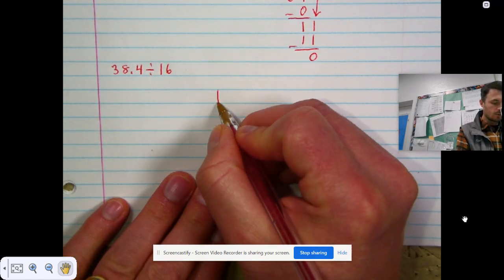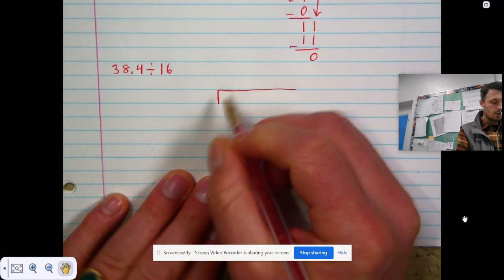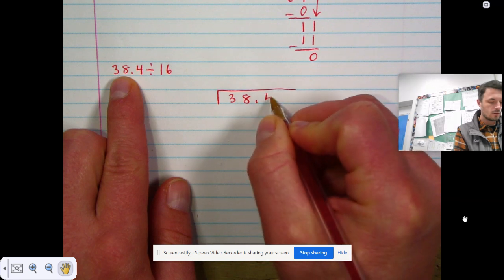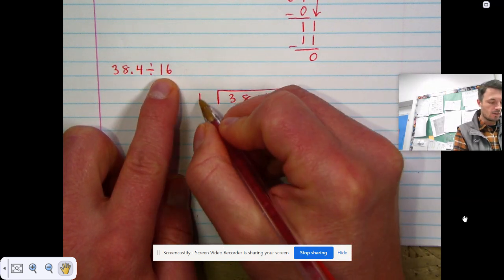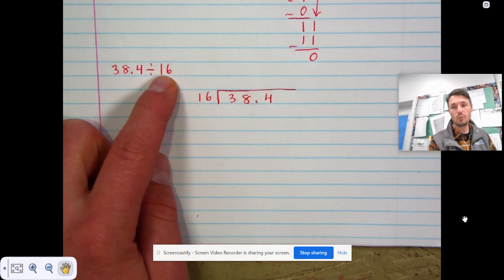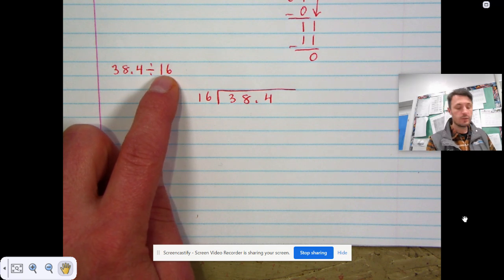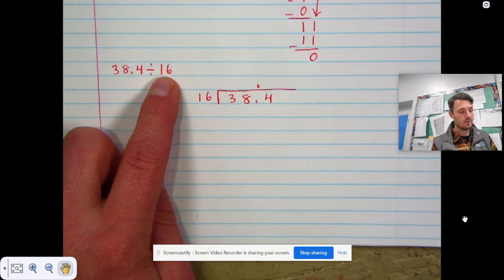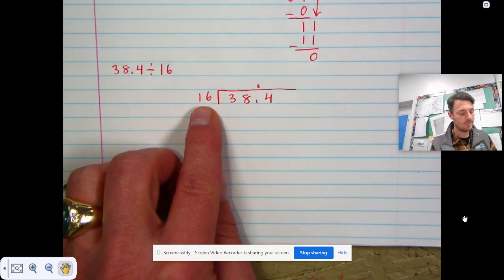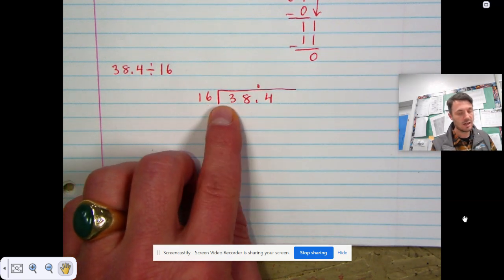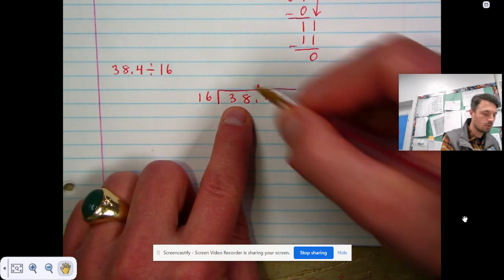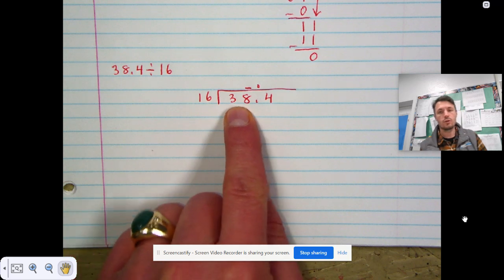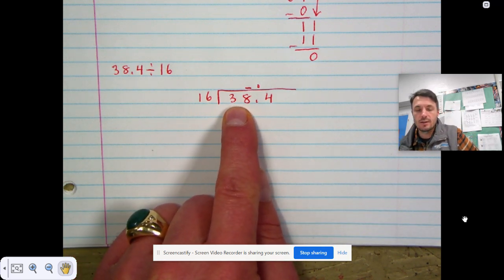Okay, we build our long division house. The dividend goes in the house. The divisor goes outside of the house. Step 1, decimal takes the elevator to the top floor. Ding, ding, going up. Step 2, divide normally. 16 can't fit into 3, but it can fit into 38. So the first part of the quotient goes above the 8.